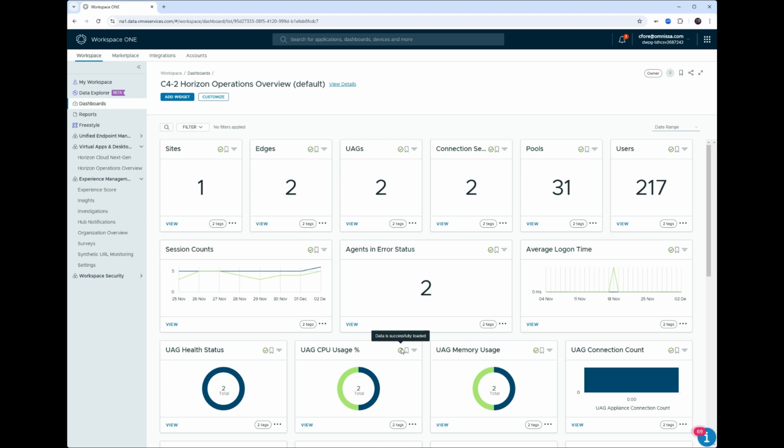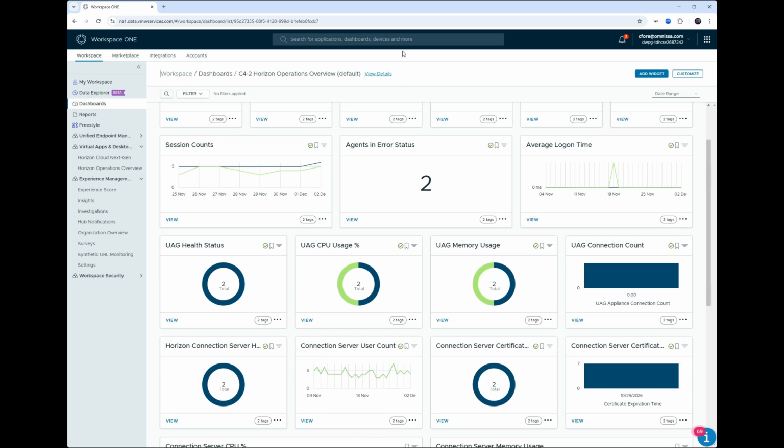So one of the first things that I do is I like to provide high-level information up top that's targeted to the topic. In this case, you'll see we have information around sites, edges, UAGs, connection servers, and really what these are doing is just providing counts of information so I understand from an operational perspective how much infrastructure we really have in terms of Horizon, so I understand what it is that we actually need to monitor.